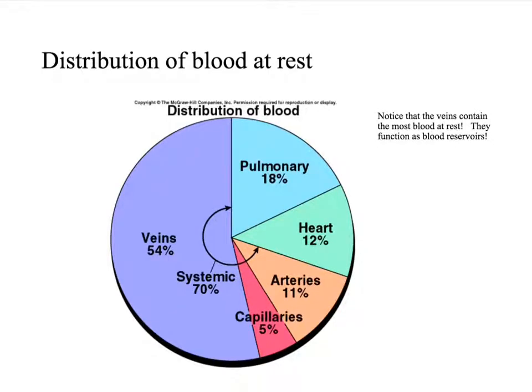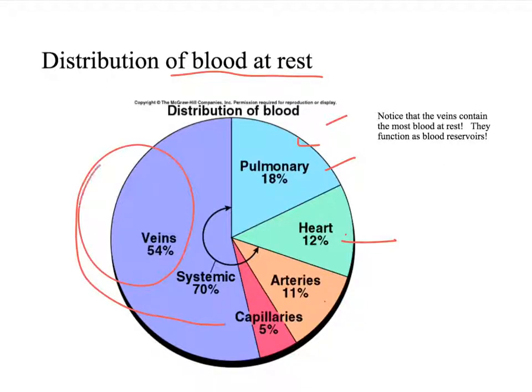So here's a picture that represents that. Here's the distribution of blood at rest. 18% of the blood is in the pulmonary circuit, so going to your lungs. 12% is going to your heart. 11% is in the arteries. 5% is in the capillaries, and then 54% of the blood when you're at rest is in your veins. Now if you start exercising, these change a little bit. More will go here, here, and here, and this will drop. But your veins are a reservoir for blood.